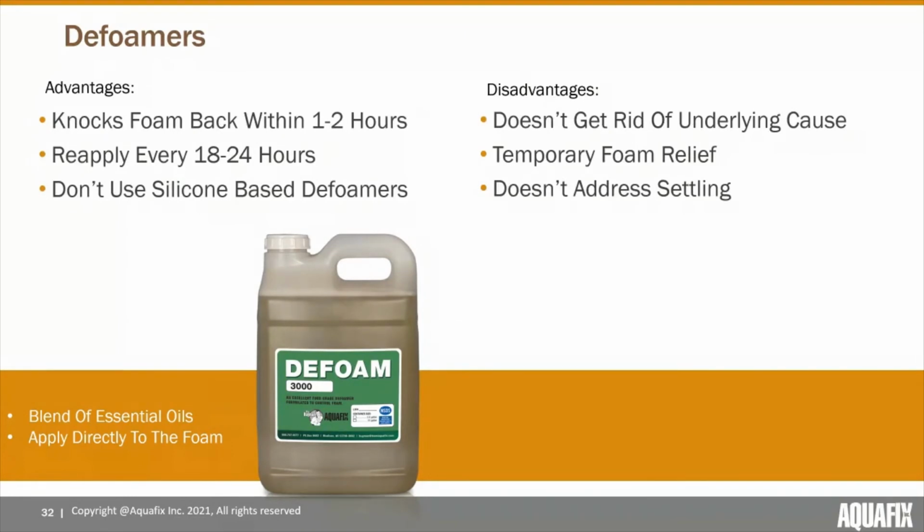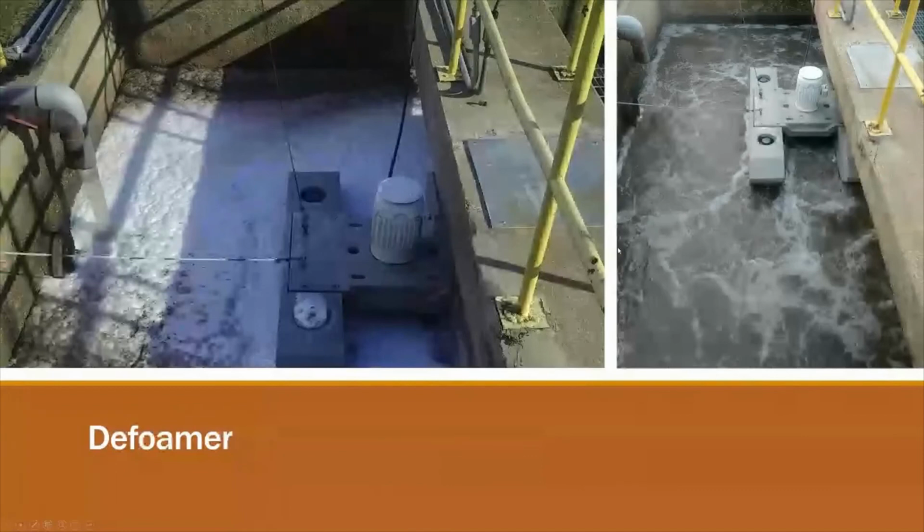Just a note, you're going to want to avoid using silicone-based defoamers if you can. I'd look into that. Our Defoam 3000 is a blend of essential oils. Generally, you apply any of these directly to the surface of the foam, but silicone defoamers can mess with flock structure a little bit. So these are never going to be getting rid of the underlying problem.